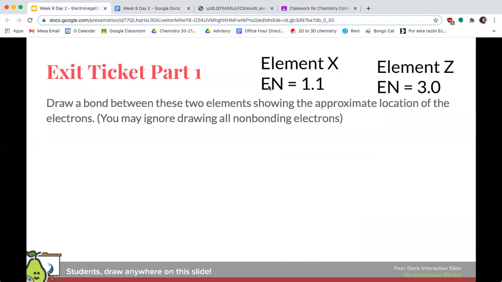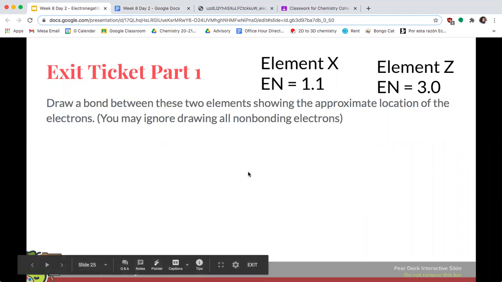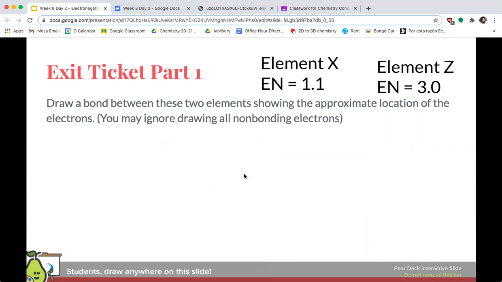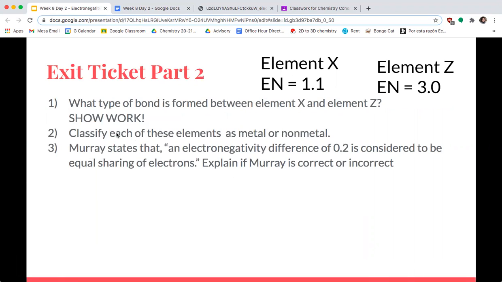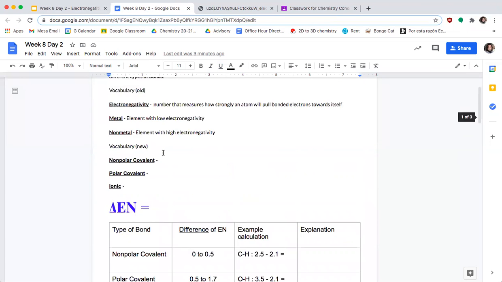Use these electronegativities to draw a bond. By that, I mean I want you to draw 2 electrons. Where are they? What type of bond is formed? Show your work. Classify these 2 elements as metal or nonmetal. You've got a definition for those already on your sheet. The definition is up here.